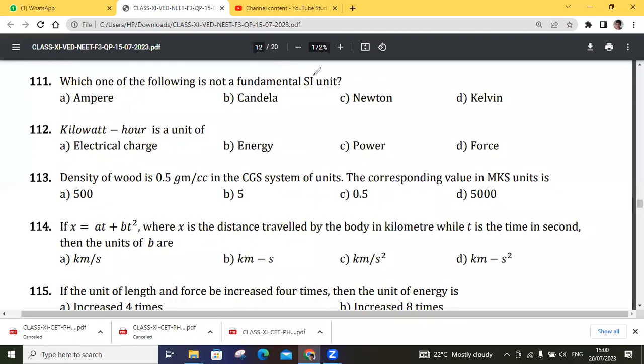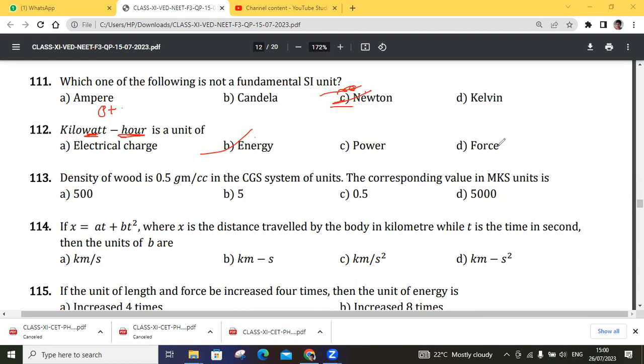Which one of the following is not a fundamental SI unit? Okay, Newton is not correct. Others are fundamental SI. Kilowatt hour is the unit of, so watt and hour, so power into time is energy. Yes. Density of wood is this much.